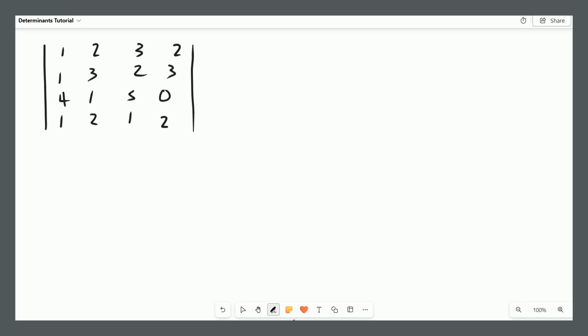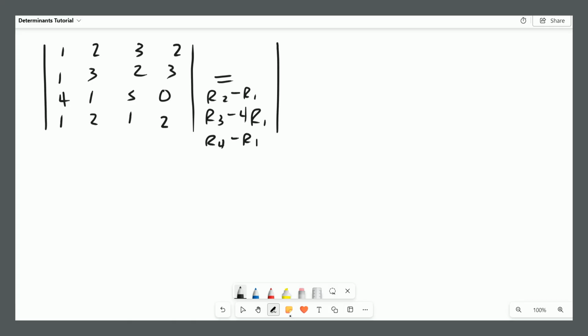Okay, so here we have a 4x4 matrix, and right away we see a 0, which could make things easier for us. But rather than going along this row or this column, I think it would be even easier to just start creating zeros to bring this closer to row echelon form. So let's do that. Okay, we're going to do row 2 minus row 1, row 3 minus 4 row 1, and row 4 minus row 1. And this does not change the value of our determinant because we're just adding a multiple of another row.